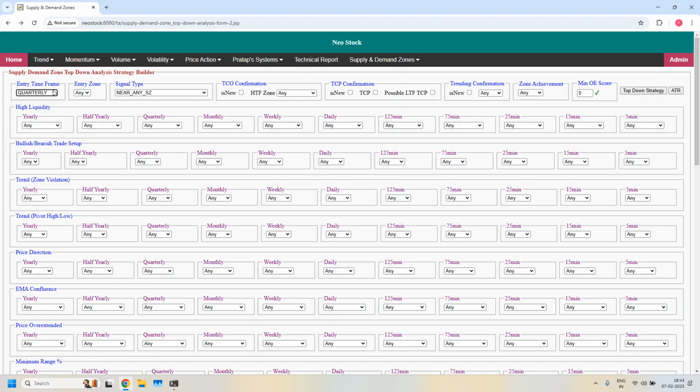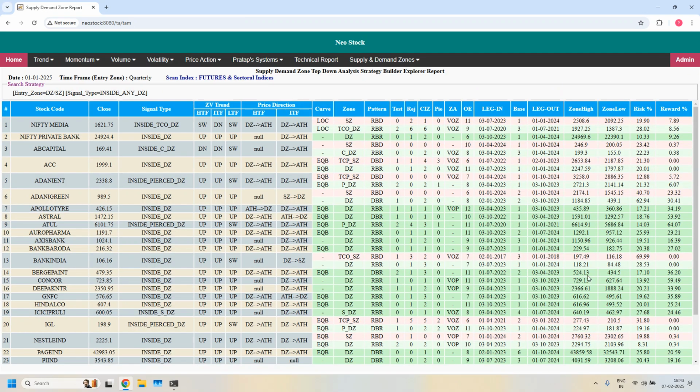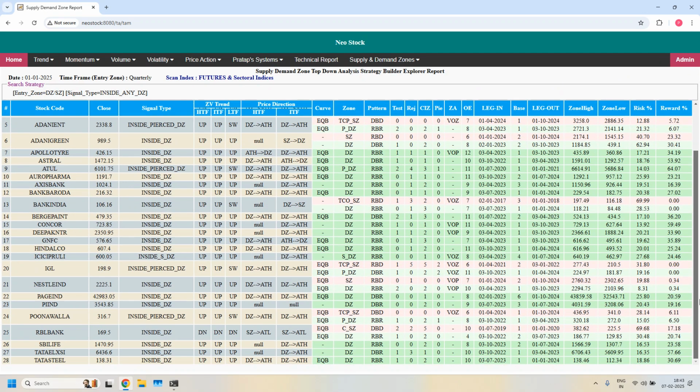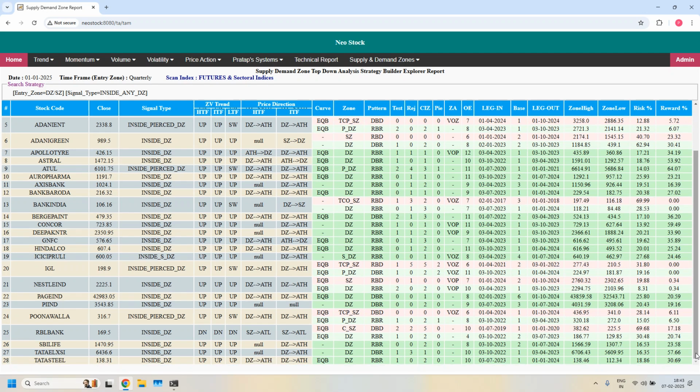Next quarterly time frame, price closed inside the quarterly demand zone. We got 28 stocks. First 23 stocks in the list. I am scrolling the list down. So total 28 stocks are filtered.